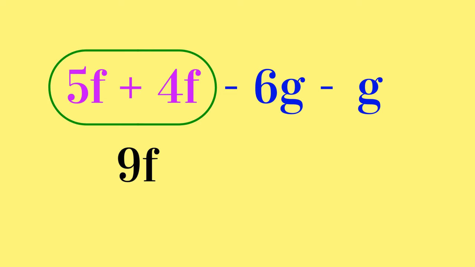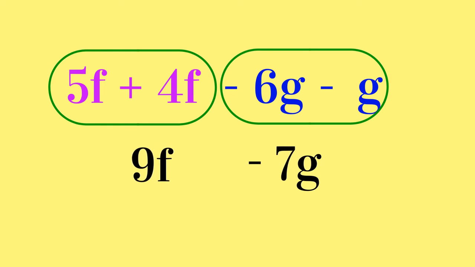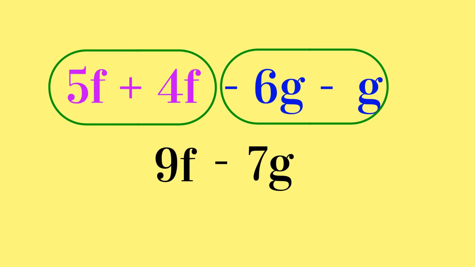You must be careful with terms that start with a subtraction sign, as these create negative numbers. Negative 6g subtract 1g is negative 7g. We can now put these terms together so the whole expression is simplified as 9f subtract 7g.